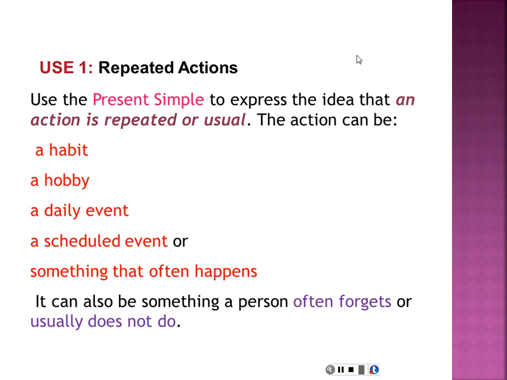The last one, something that often happens. It is something that happens frequently, or we can say mostly. So maybe we will see the example on the next page about this one and about all the things that we talked about. So it can also be something a person often forgets.